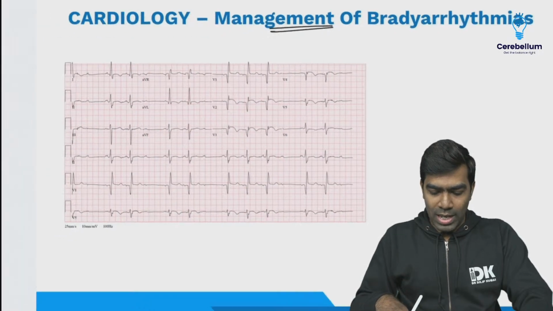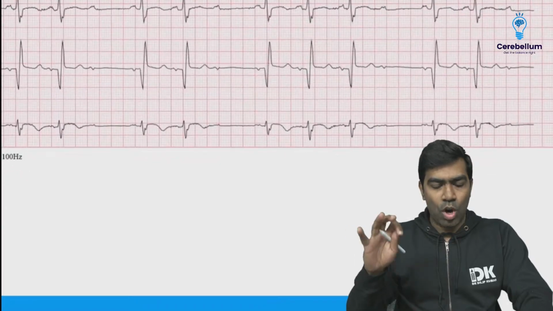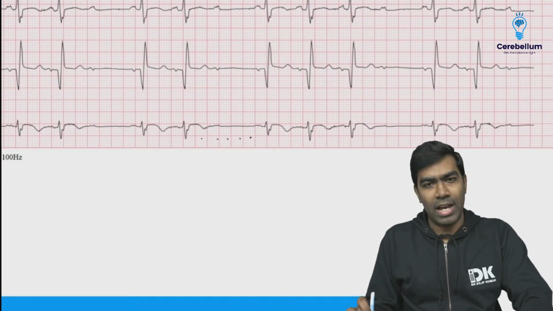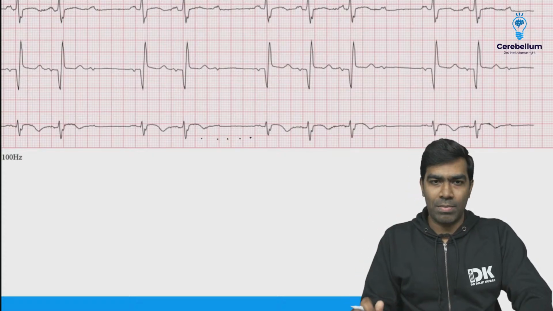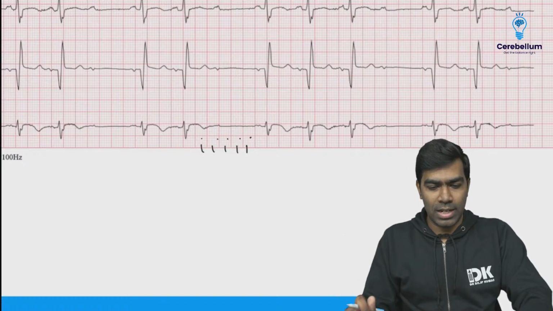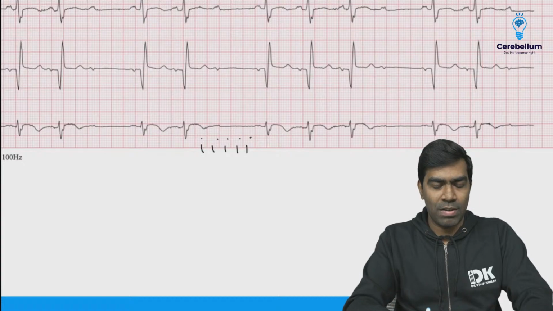So first of all, what arrhythmia is it? There is some bradyarrhythmia going on, because you all know that whenever the gap between two QRS complexes is more than 5 large boxes, it is definitely a bradyarrhythmia. So here: 1, 2, 3, 4, 5 large boxes and more than that. So definitely I can assume that this patient is having some sort of bradyarrhythmia without a doubt.